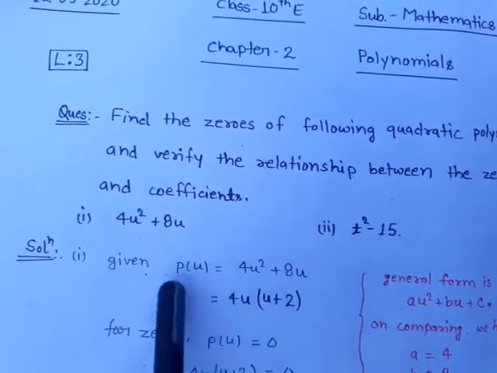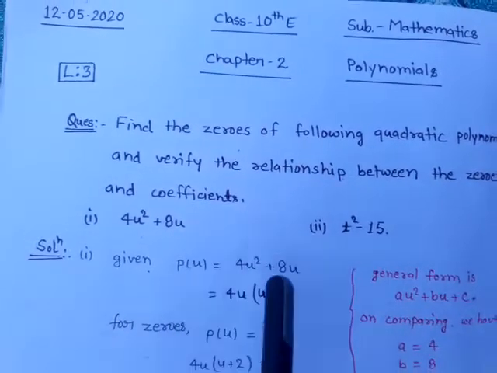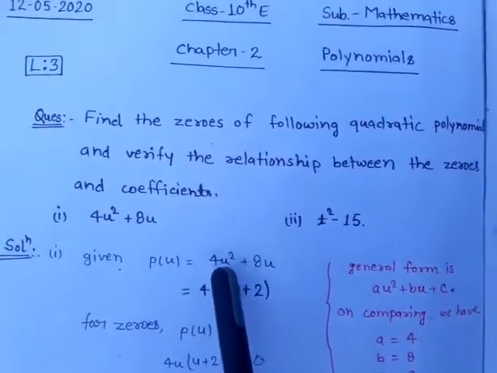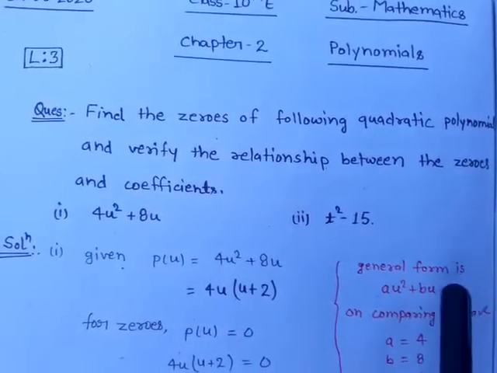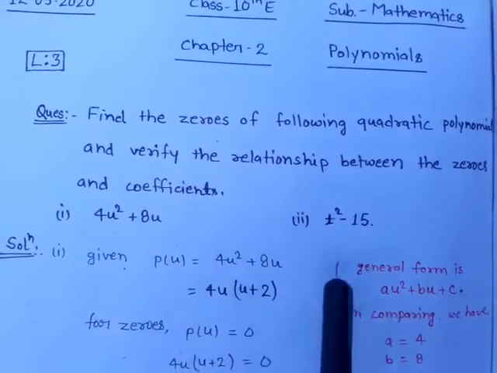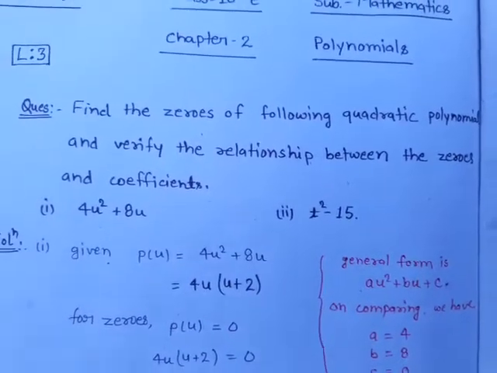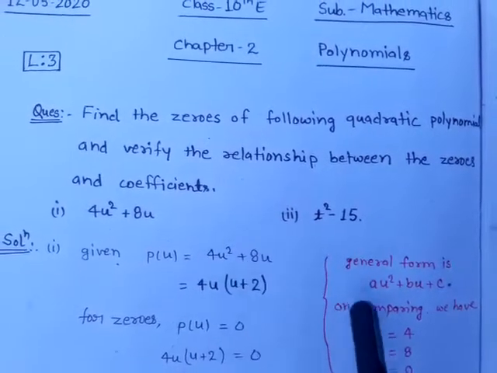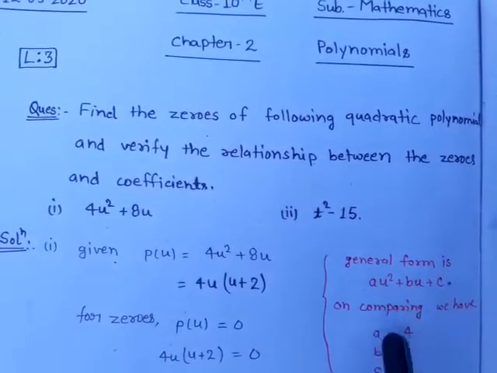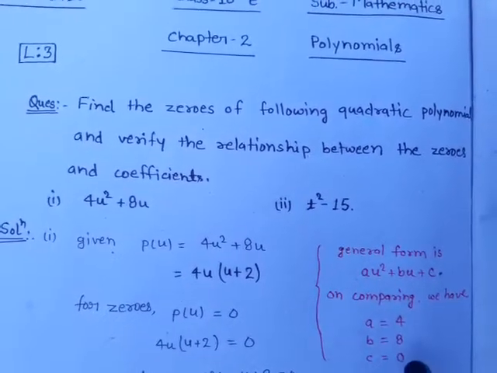This is a quadratic polynomial, and first of all we compare the coefficients. The quadratic polynomial general form is ax square plus bx plus c. Here the variable is u, so we write the general form as au square plus bu plus c. On comparing the given polynomial to this general form, we get a is equal to 4, b is equal to 8 and c is equal to 0.